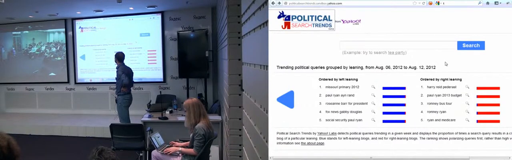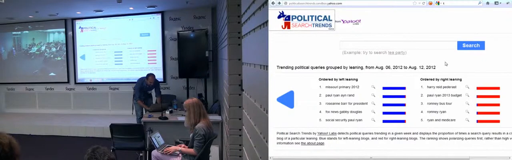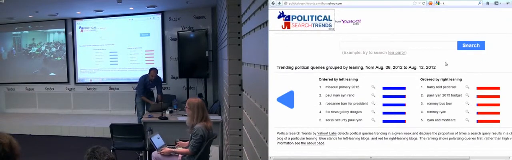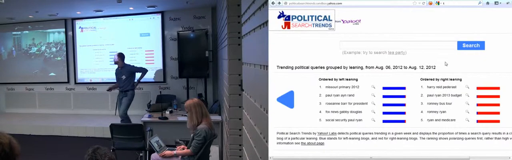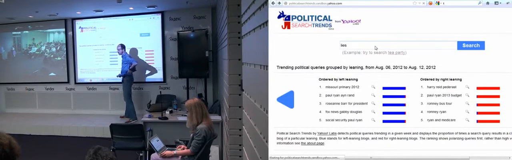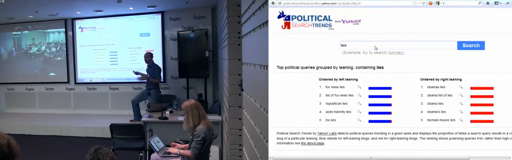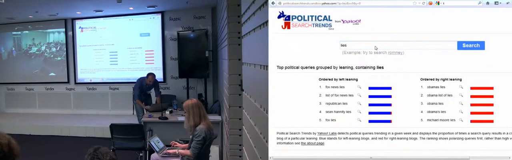So this is political leaning, right? The colors are: blue is traditionally the color for Democrats in the US, red is traditionally the color for Republicans. Let me first show you that this leaning is not completely random. If you search for something like lies, on the left you have something like Fox News lies, Republican lies, and on the right you have something such as Obama lies and Michael Moore lies, right? If you're vaguely familiar with US politics, this should at least indicate plausibility, that this is not completely random.